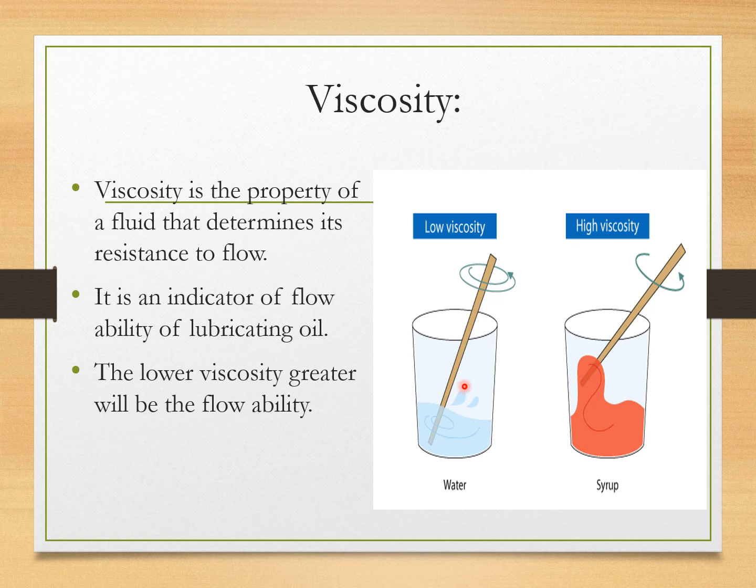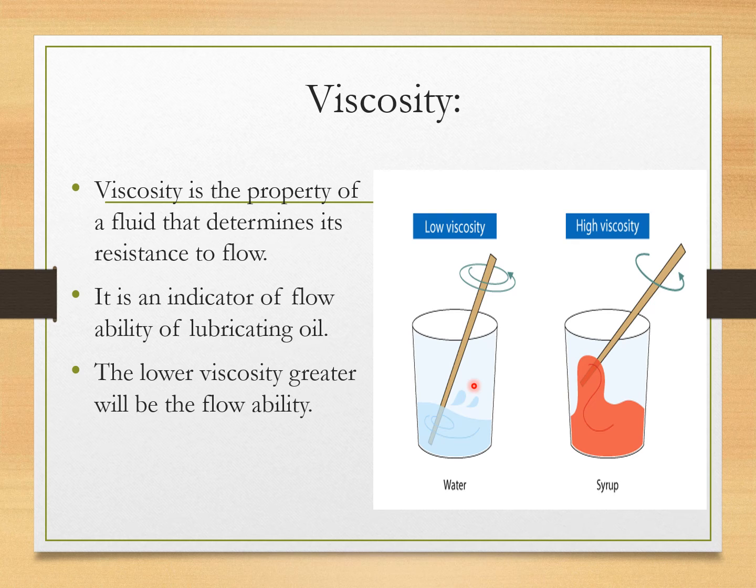Obviously in water. In honey it will require more energy for movement. That is due to the low viscosity of water. Water has low viscosity, but honey, lubricating oil and coconut oil have high viscosity. It indicates the flow ability of lubricating oil. The lower the viscosity, the greater the ability to flow. That is called viscosity. So lubricating oil should not have very high or very low viscosity.